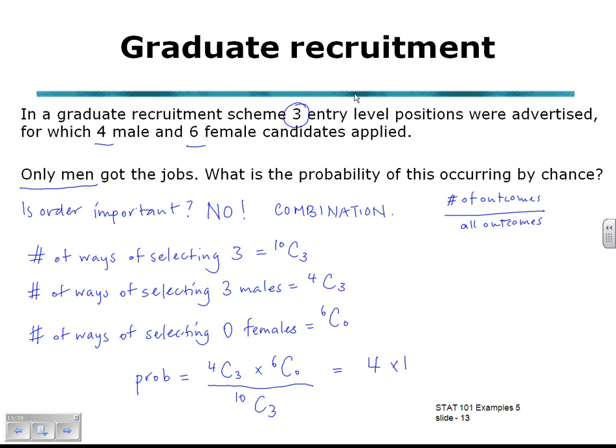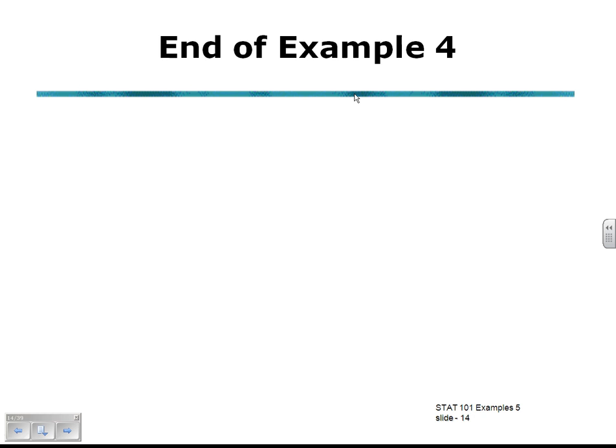So our ways, 4 times 1 divided by 120, give us a probability of this event occurring by chance of 0.033 to 3 decimal places. Very small probability. And that's the end of example 4.